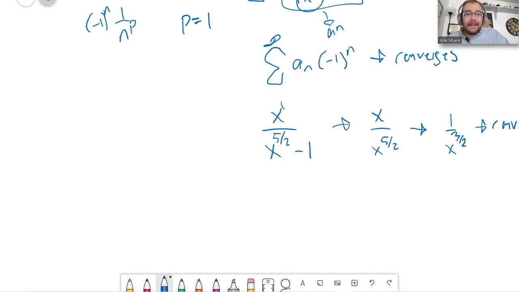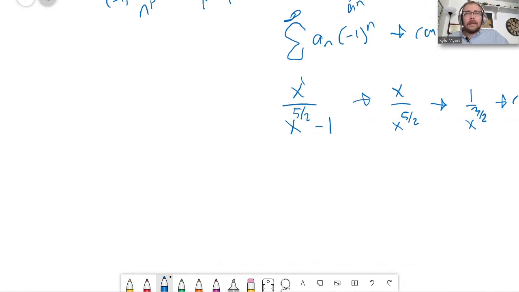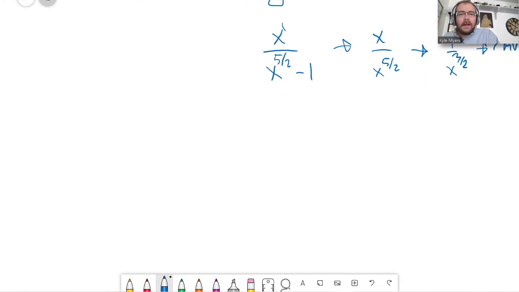What about a limit? Not a limit, sorry. A logarithm, the other L word. If you have a logarithm, right? What about a log?